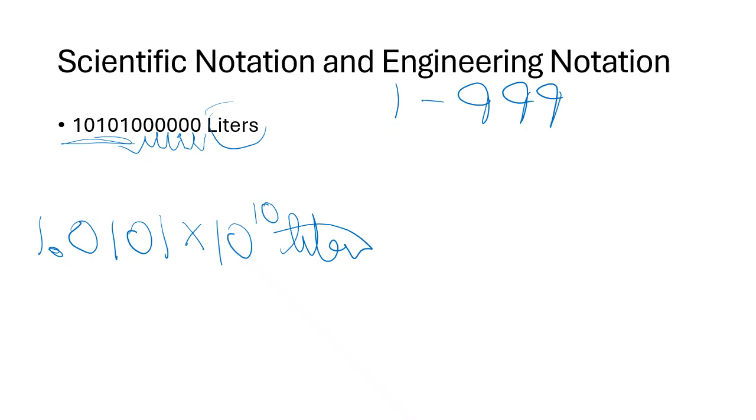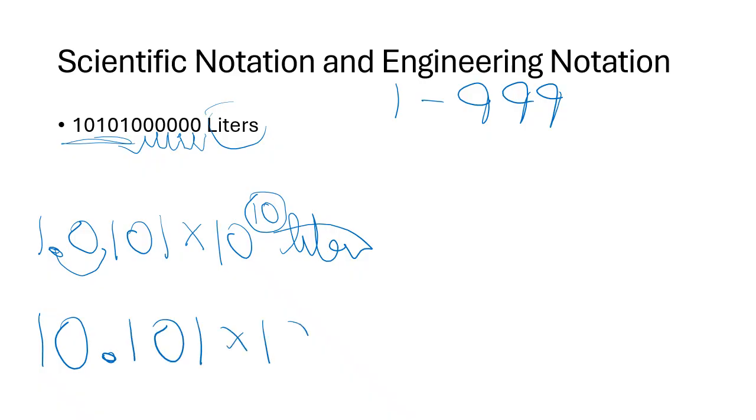For this one, the closest number is 9. I have to lower that 1. Since I have to lower that 1, I'm going to increase that number. Hence, I'm going to make that number larger. Therefore, I can rewrite that number as 10.101 times 10 to the 9th liters. Meaning kilo 3, mega 6, giga 9. Notice there's still 5 significant figures.